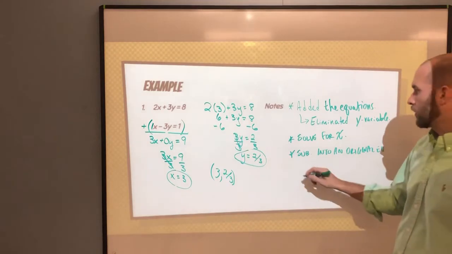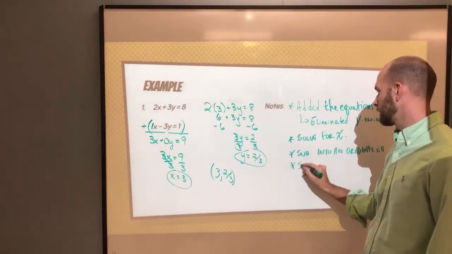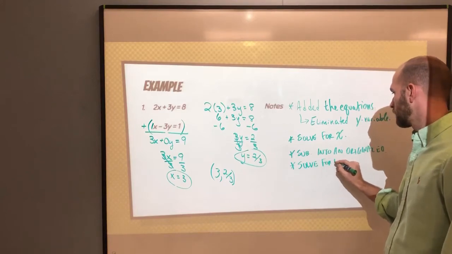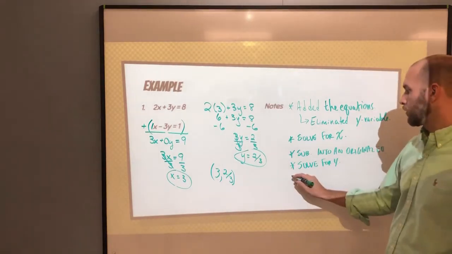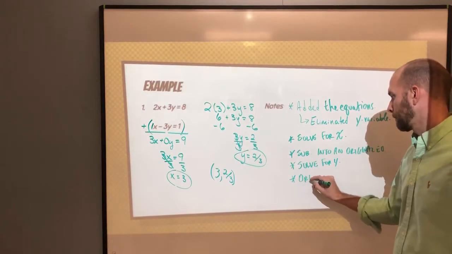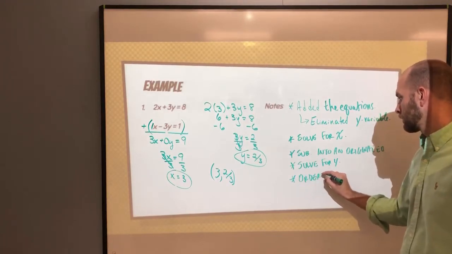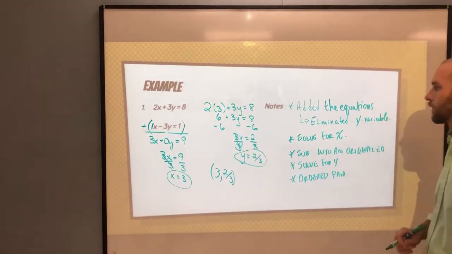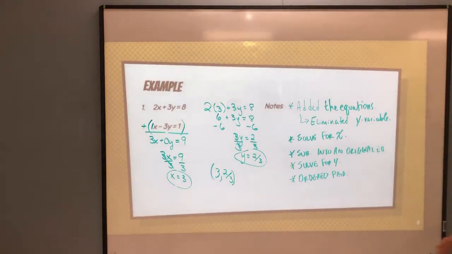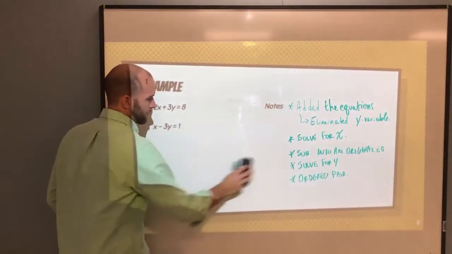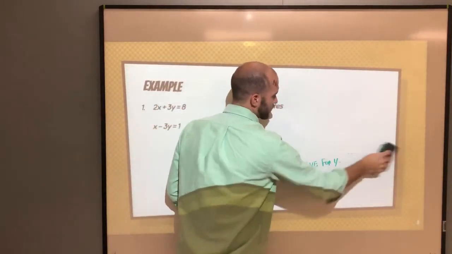And then after that, we solve for y, and then we wrote our answer as an ordered pair. I'll give you a second to write that down, and we'll look at our next example. Now the process should stay the same.